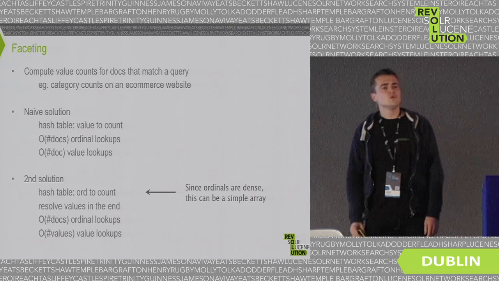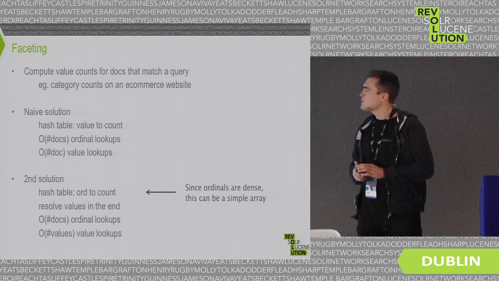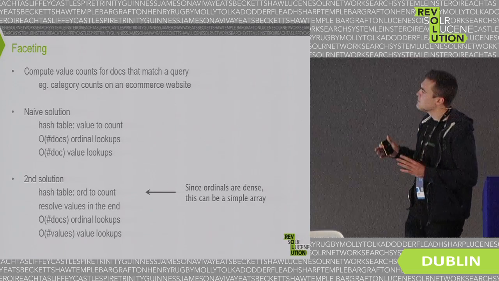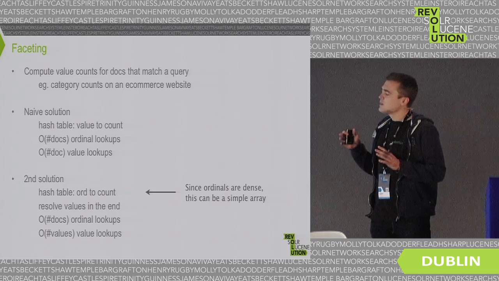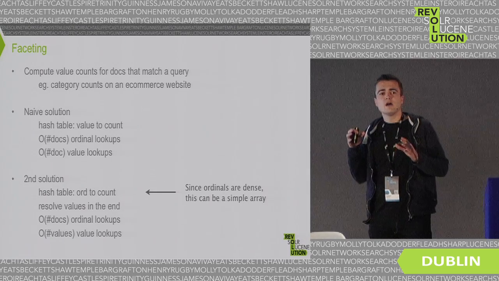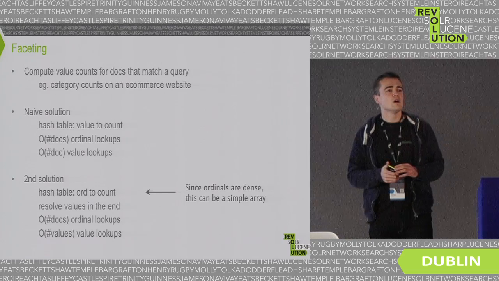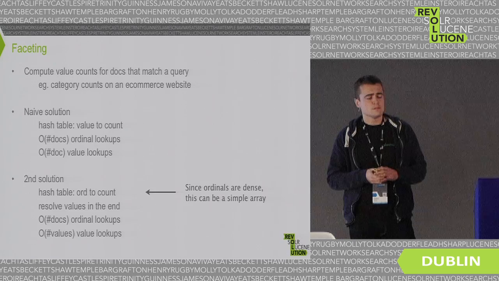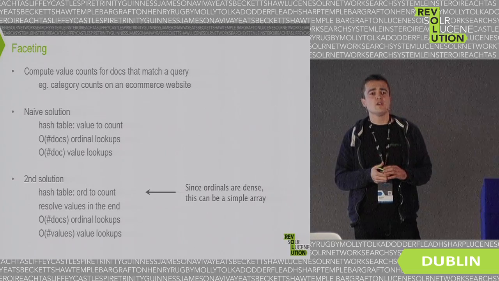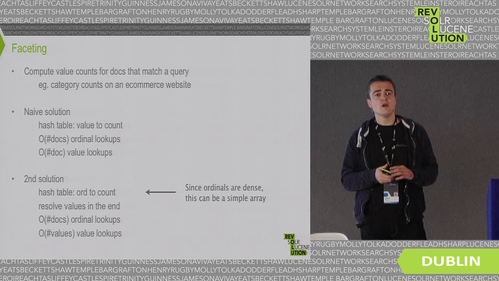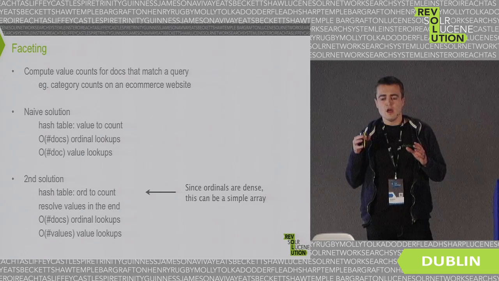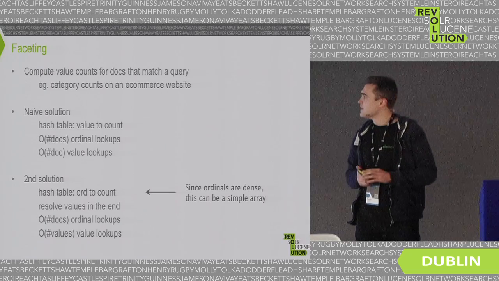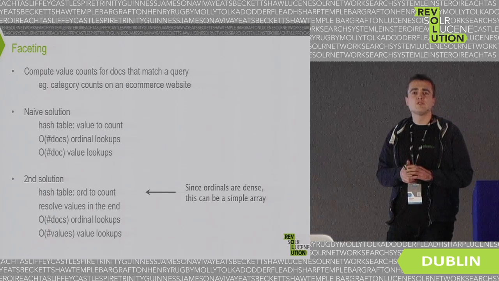So let's try to re-implement faceting on top of Lucene. First, what is faceting? Faceting, very simply, consists in computing counts per unique value of a term. Let's imagine that you are a web shop and you are selling shoes, for example. Maybe you would like to compute counts according to the size of the shoes that you are selling. This is something that faceting allows you to do.